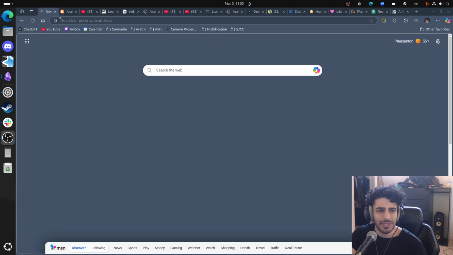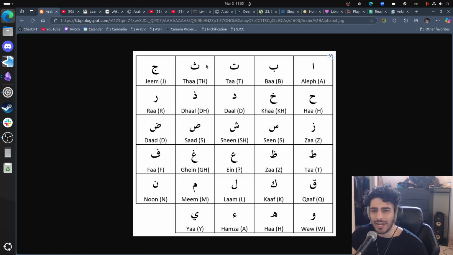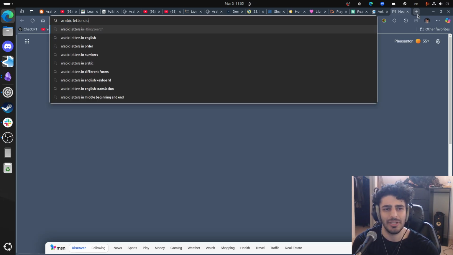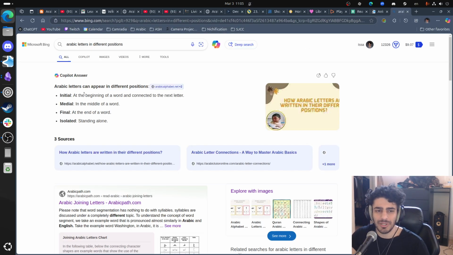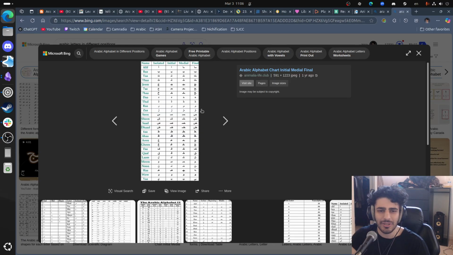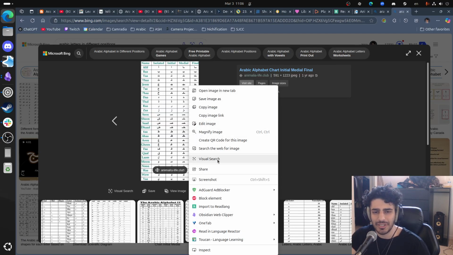So let's get started. The first thing you want to do is learn the alphabet, and realistically, the thing that people get intimidated about is how similar some of the characters look. Like ba, ta, and tha, they all kind of look the same, and there are different positions. For example, let me pull up Arabic letters in different positions, so at the beginning of a word versus the middle and end of a word. So if we can find an image. So yeah, you see this and you're like, oh my goodness, I have so much to learn.